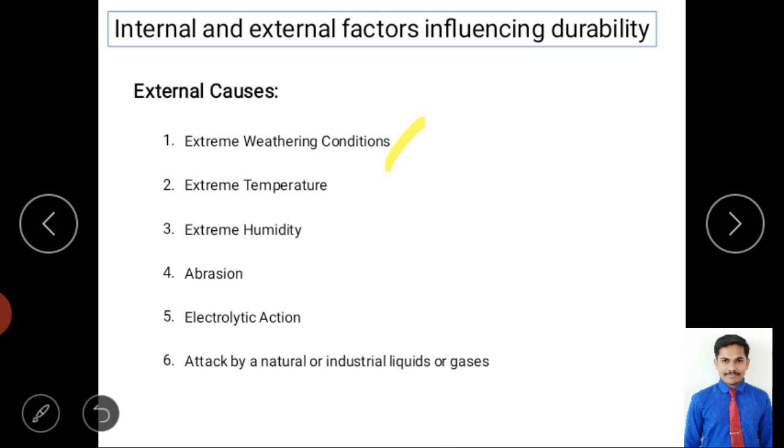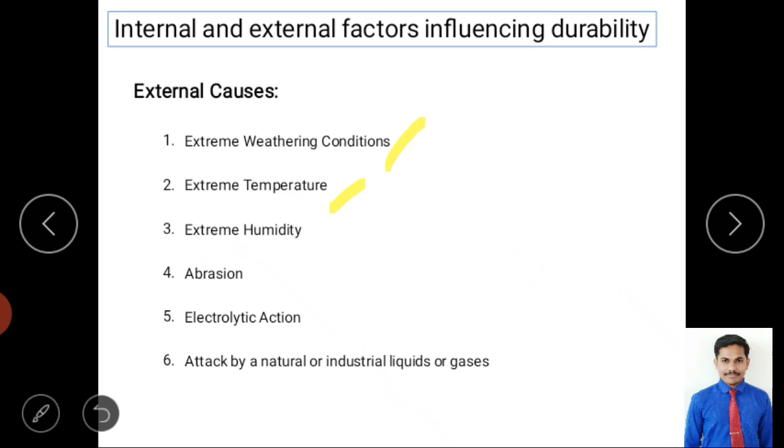So when we have more rain, it will affect the moisture condition. When moisture is more, it makes changes in the volume, right? When we have a deformation, then definitely it affects the durability. Next we have temperature. So extreme weather conditions and temperature all belong to external causes. We have studied this in general, but now we are classifying in terms of internal and external.